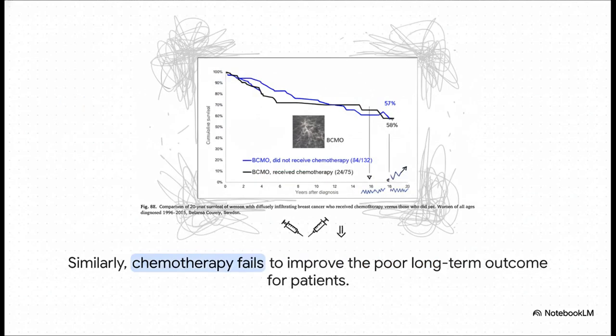The therapy is, for all intents and purposes, ineffective for this specific subtype. And the story is just frustratingly similar for chemotherapy. Once again, you compare the survival curves of patients who did and did not get chemo, and there's no significant long-term benefit. This consistent failure of our best adjuvant therapies is a huge clue that we're dealing with a malignancy that has a fundamentally different biology.